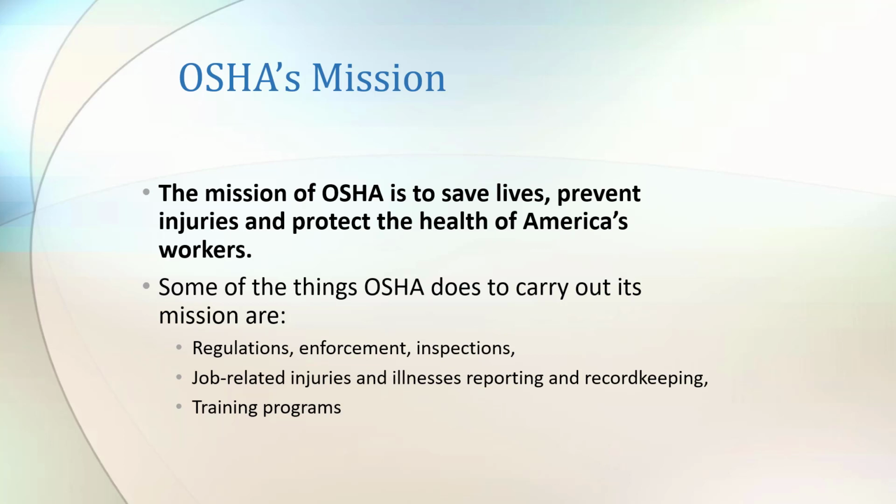Some of the things that OSHA does, they help create regulations, they enforce the regulations, and they do inspections. The inspections, there's many different types, as if you're a safety student you know, but there's job-related injury and illness reporting that goes to OSHA. There's record keeping by the employers that goes to OSHA, so that they can verify that you have a health and safety plan at your business.